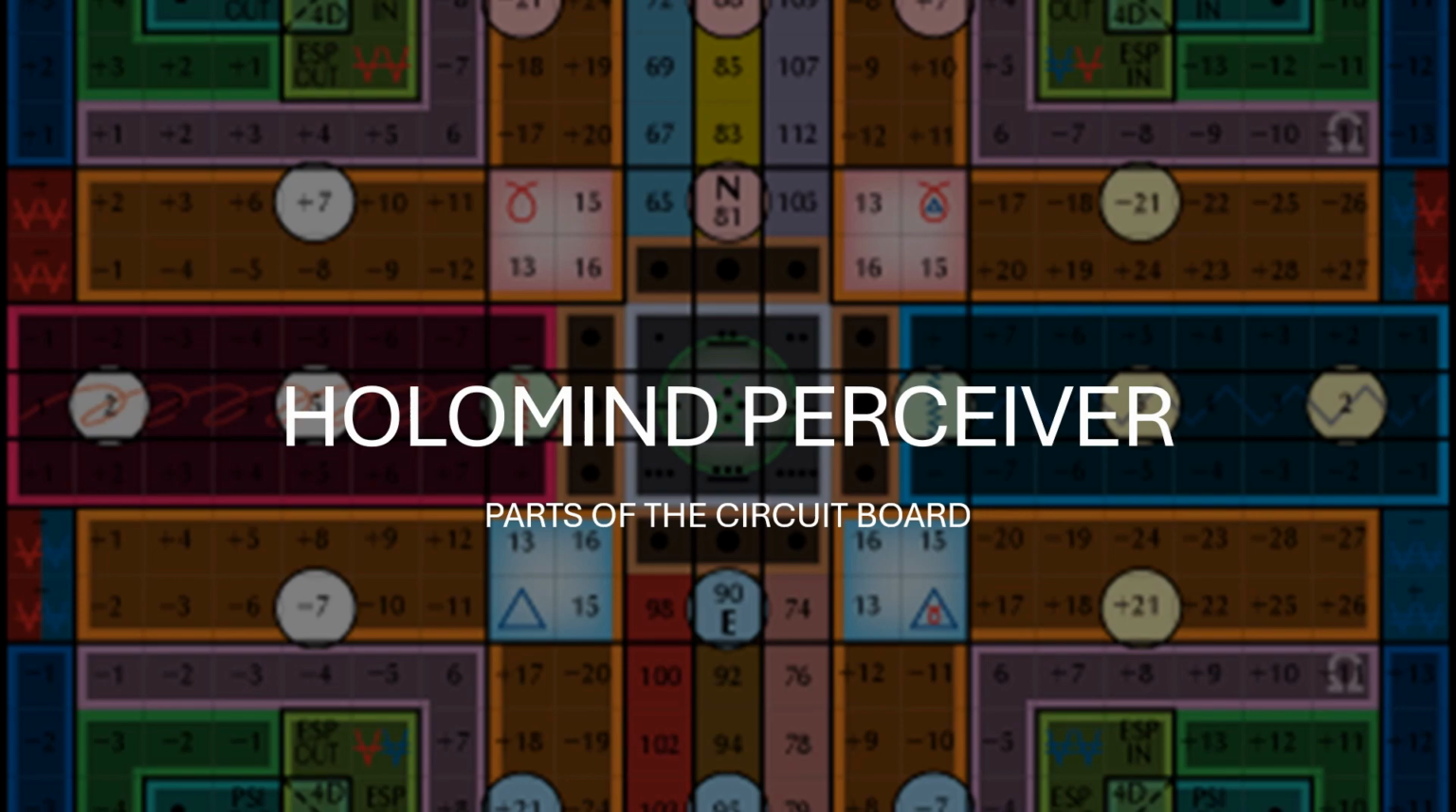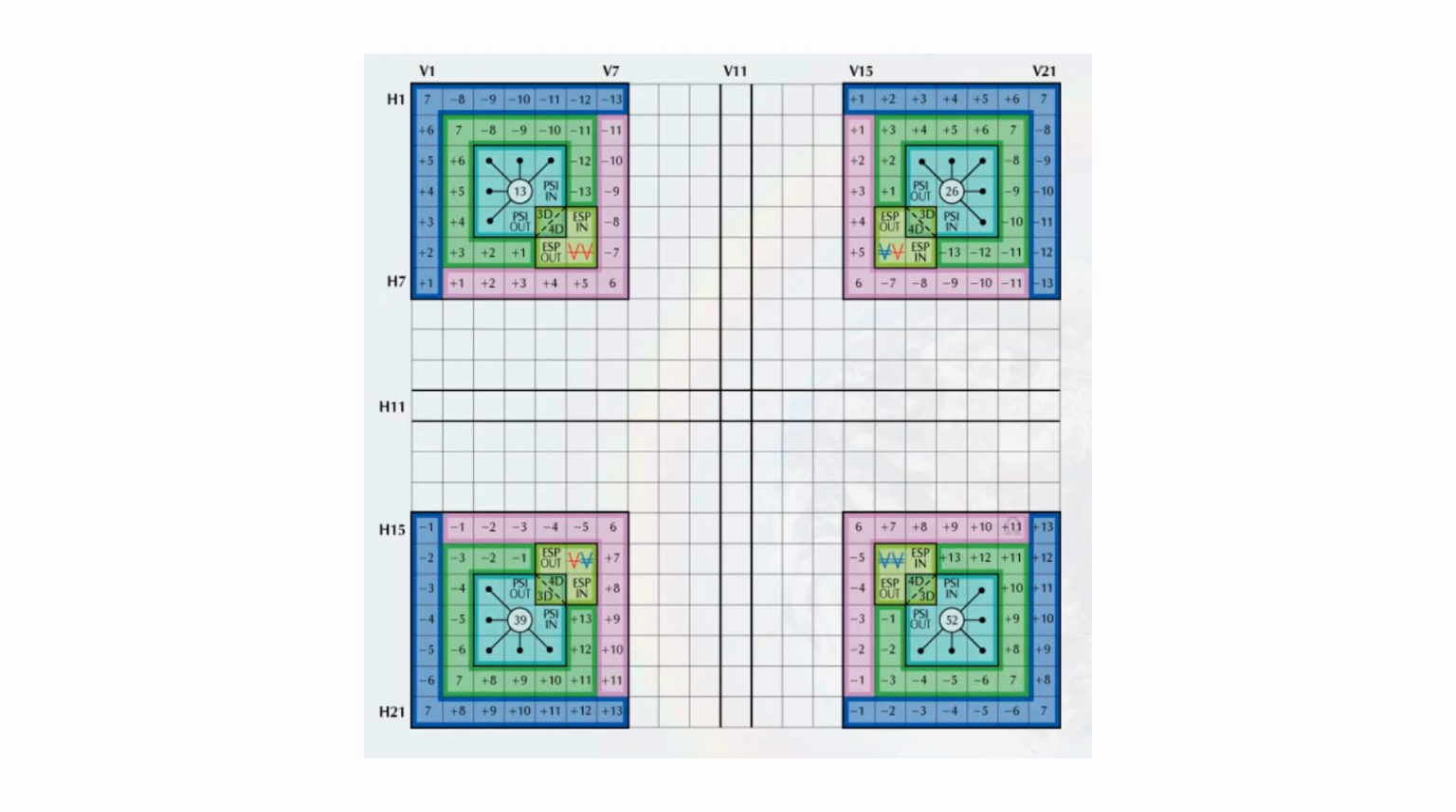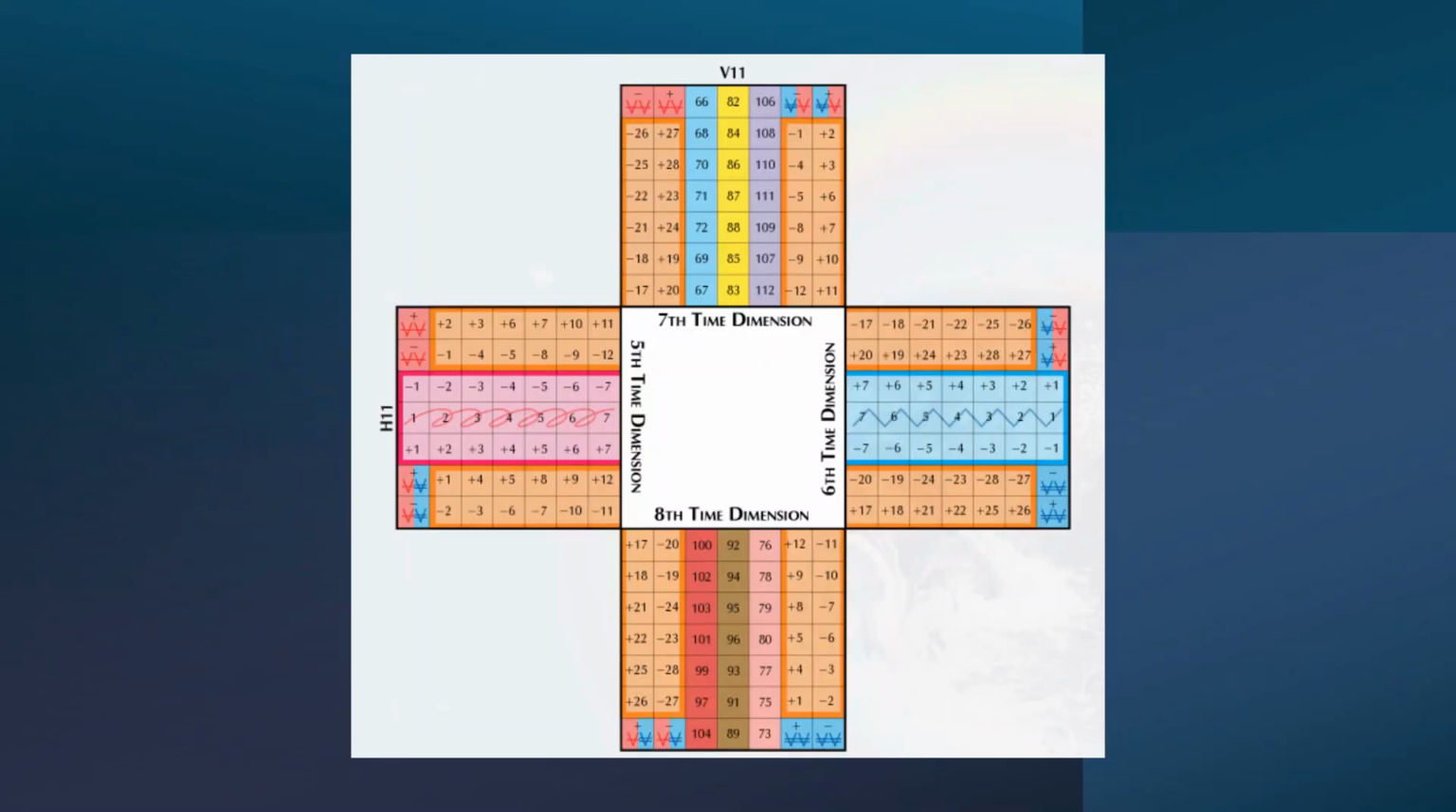Welcome back to the Original Titan website, where we are breaking down the hollow mind perceiver, parts of the circuit board. Looking at the picture of the hollow mind perceiver, we're no longer feeling confused, as we can now identify some of the parts that we've gone over. We have become familiar with the first four time dimensions and mental spheres as far as external time is concerned. Now let us move on to the other parts of the hollow mind perceiver.